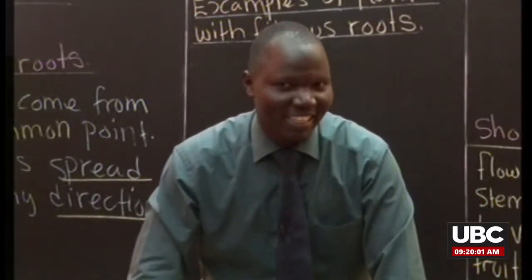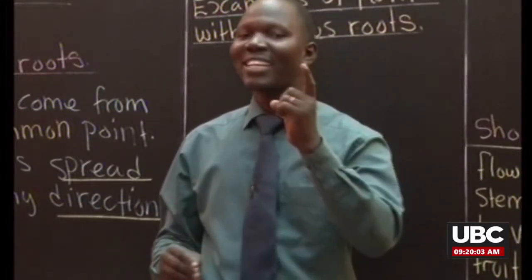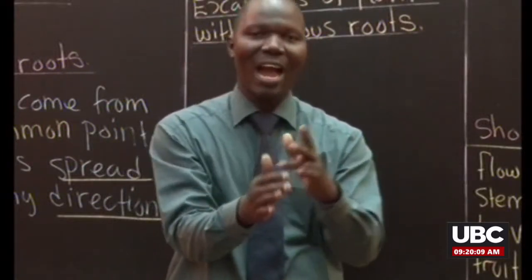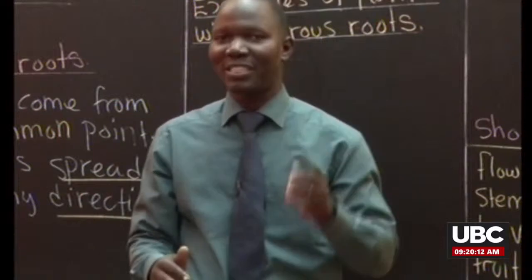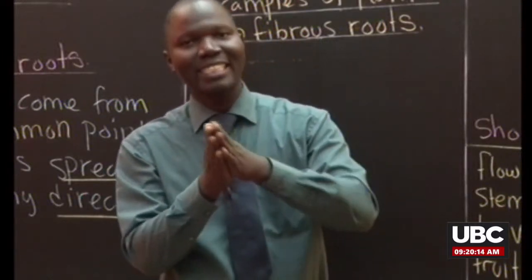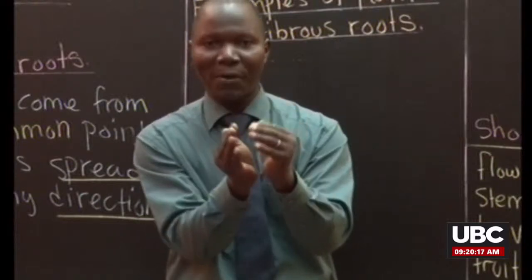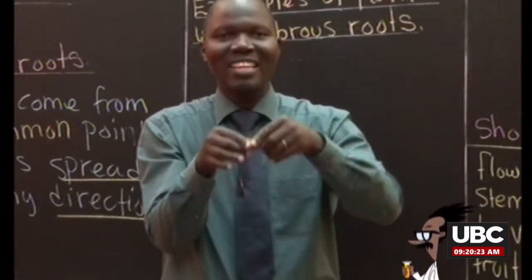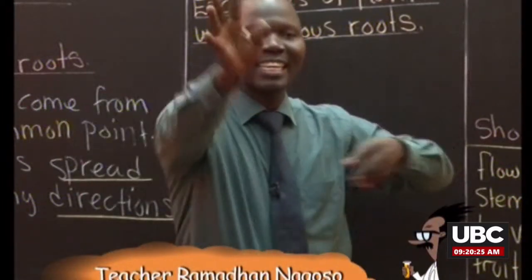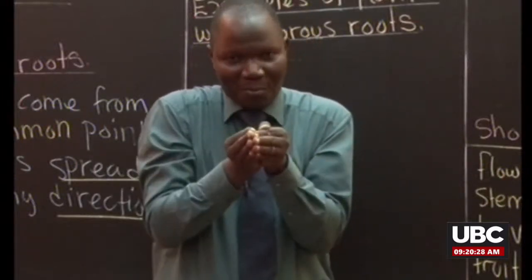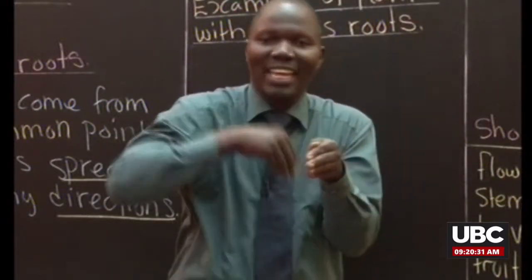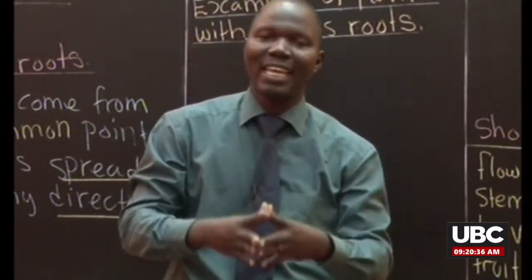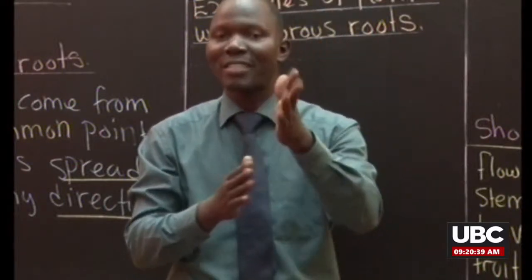Welcome back from the break, children. Before you went for the break, we had looked at the three ways we had described our fibrous roots. The roots coming from one common point, and then they spread in many directions. And then the roots are of the same size.